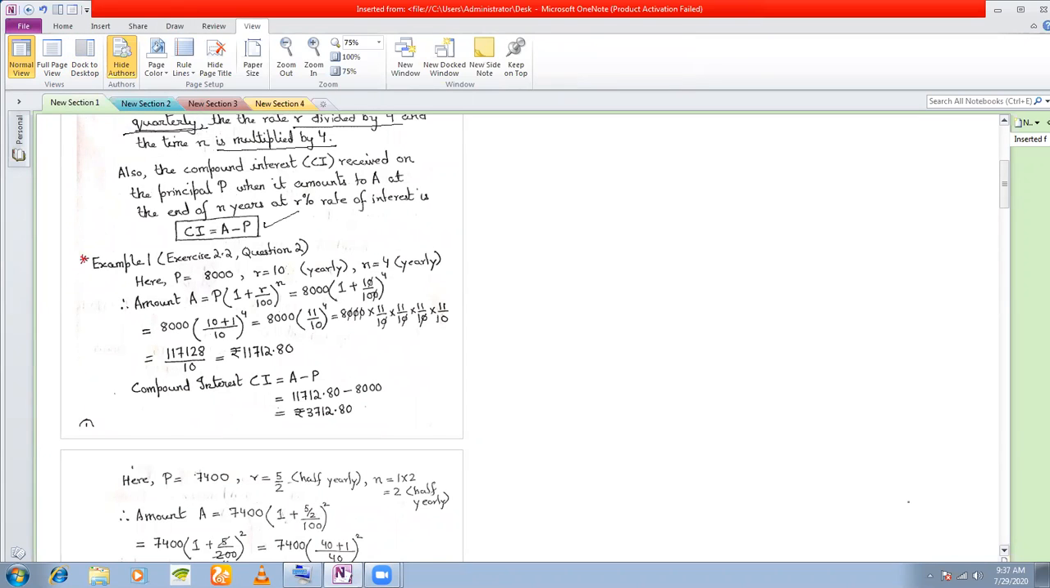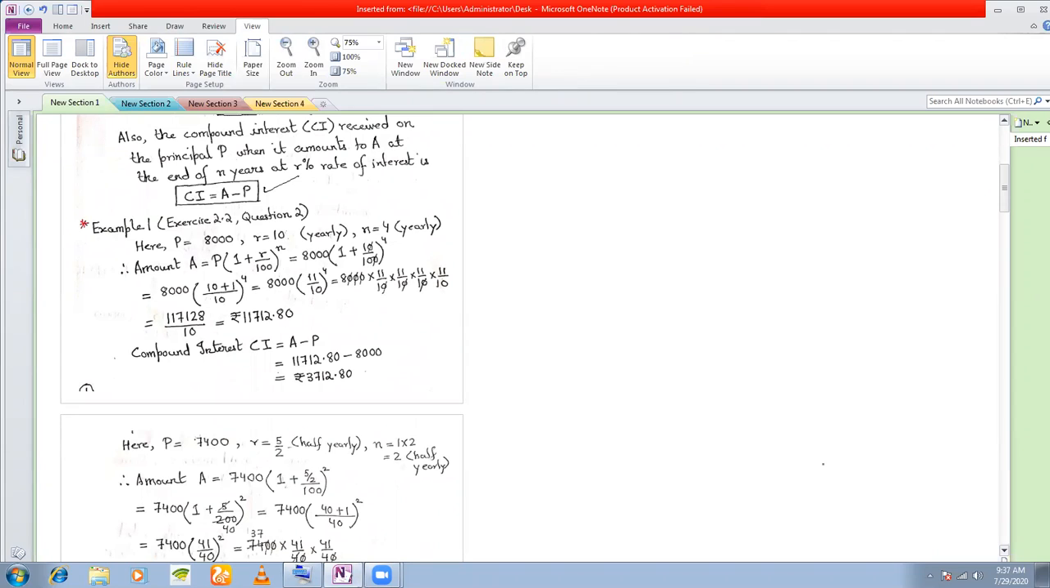Look at the first example. We don't need to see the question for this. The question here is: find the compound interest and amount when rupees 8,000 is invested at 10% per annum. I have written yearly. Per annum means yearly, and it is invested for 4 years. So this is a very simple application of compound interest.